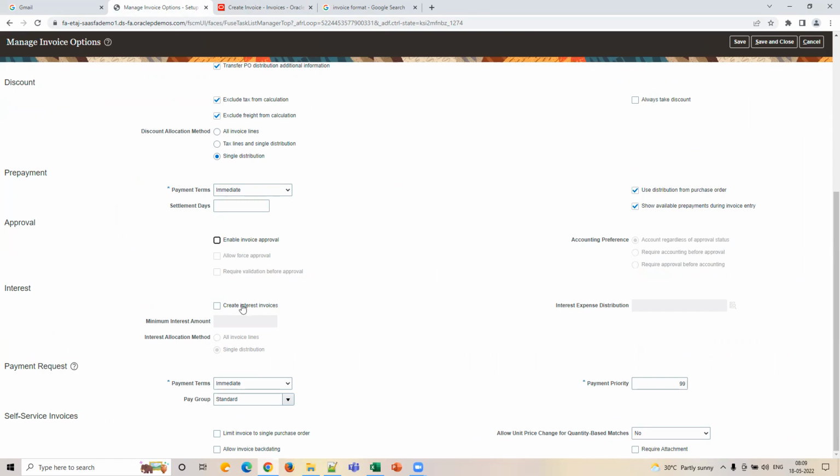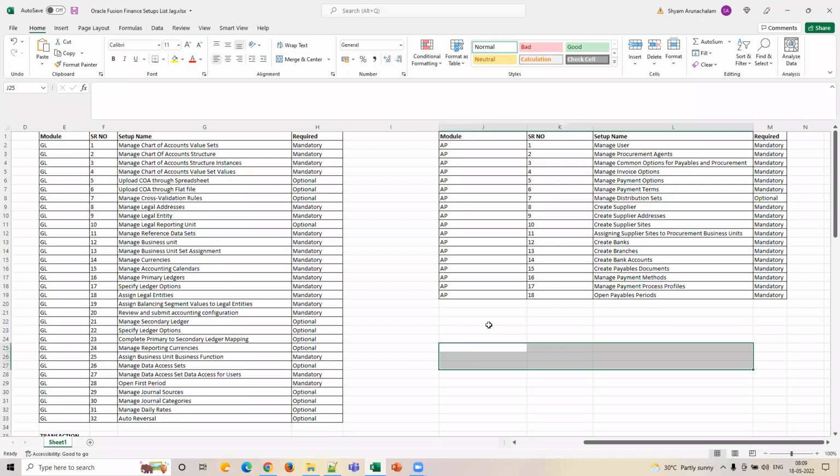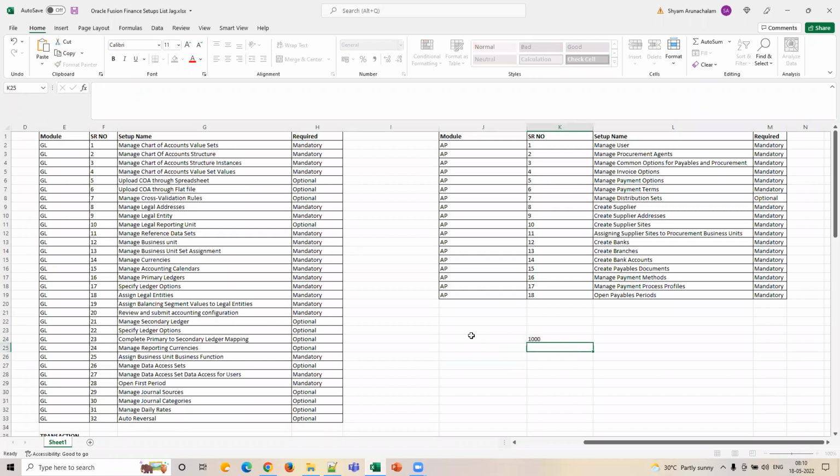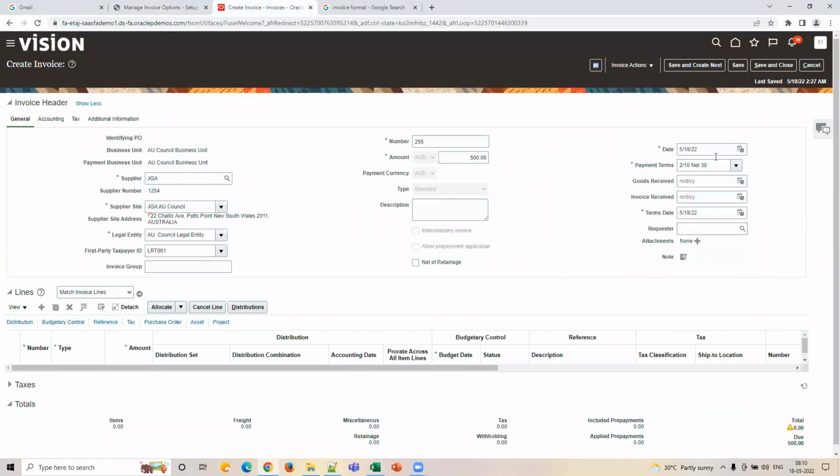Next, create interest invoice. What in general is meant by interest invoice? Okay. Let's take an example. Your invoice amount is 1,000. Your supplier told you to pay it in 10 days. How are you capturing your 10 days? That means your payment term. Okay, 10 days I have to pay. Then your due date will be 10 days from, say, 28th May. But you have missed your payment and you are paying on 30th May. 2 days you have made a late payment.